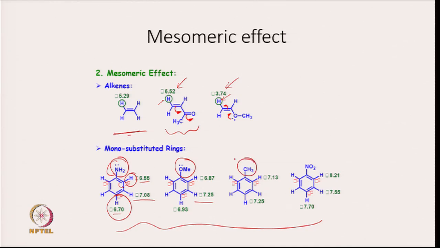CH3 is an electron donating group, and it has a plus I effect, and so this proton will be more electron rich compared to a proton at the meta position, and hence this will have lower chemical shift in comparison to a proton at the para position. NO2 is an electron withdrawing group, so it has a minus M effect, and so protons will be less rich at ortho and para positions, and so they are going to have higher chemical shift.